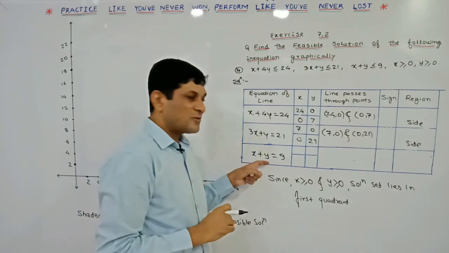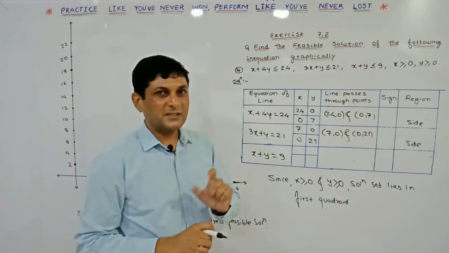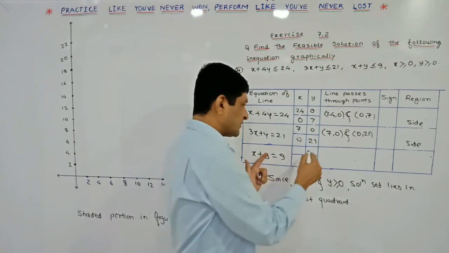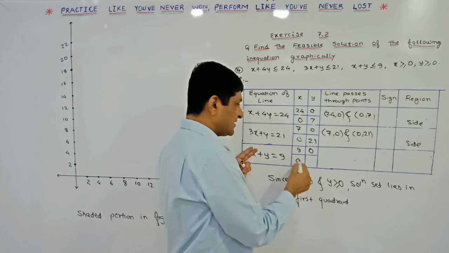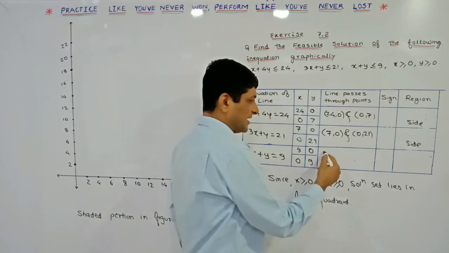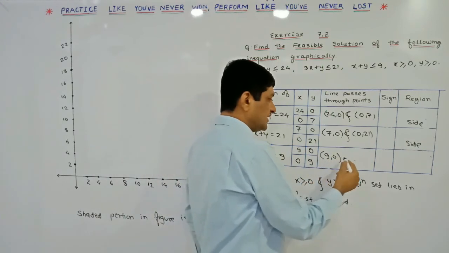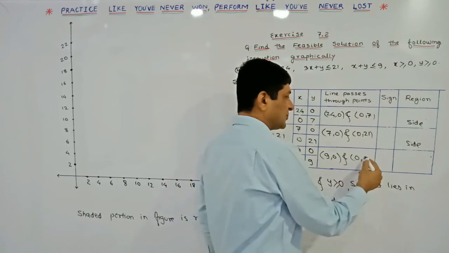Now let us find the coordinates of 2 points on the third line. Here if I substitute y = 0, x will be 9, and if I substitute x = 0, y will be 9. So the coordinates of 2 points on this line are (9, 0) and (0, 9).